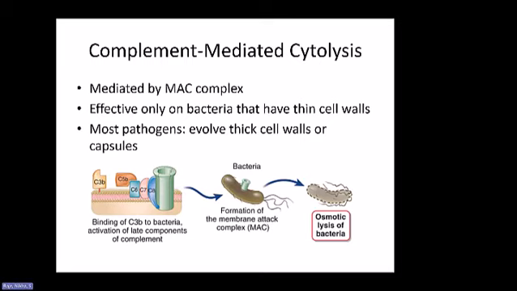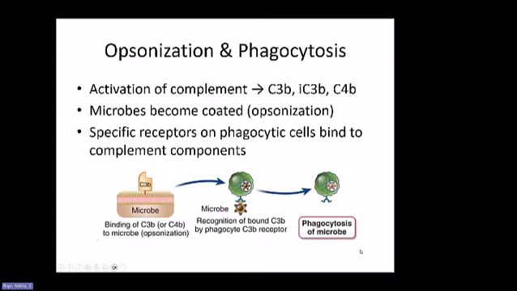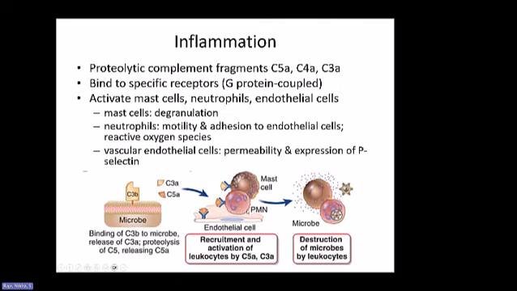All right, we talked about complement-mediated cytotoxicity, where the membrane attack complex makes a hole in the microbe and causes lysis of the cell. Opsonization and phagocytosis: C3b is bound to the microbe, which leads to opsonization and gives the phagocytes the signal so that they can target that microbe. Inflammation is caused by these smaller fragments that bring in other leukocytes, so they recruit the leukocytes from the circulation.